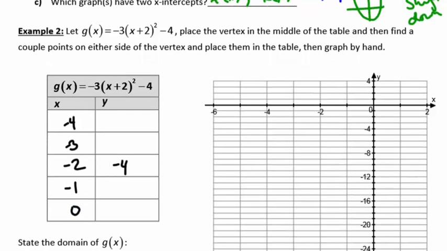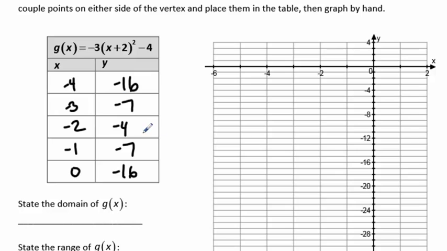Now let's find the y coordinates by plugging them in. -4 plus 2 is -2, squared is 4, times -3 is -12, minus 4 is -16. -3 plus 2 is -1, squared is 1, times -3 is -3, minus 4 is -7. -1 plus 2 is 1, squared is 1, times -3 is -3, minus 4 is -7. I'm going to put 0 in here. 0 plus 2 is 2, squared is 4, times -3 is -12, minus 4 is -16.